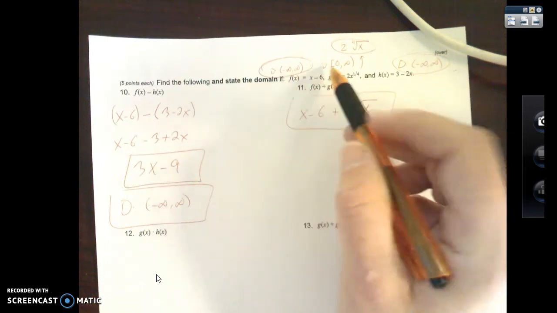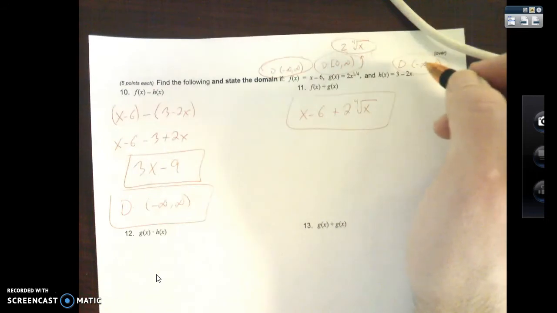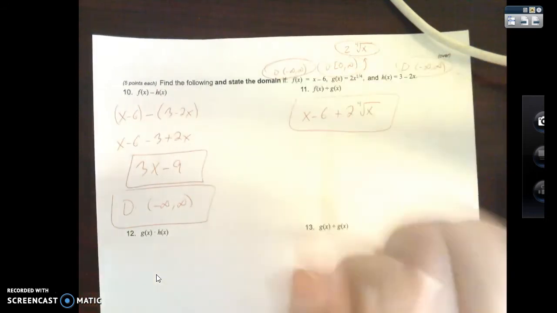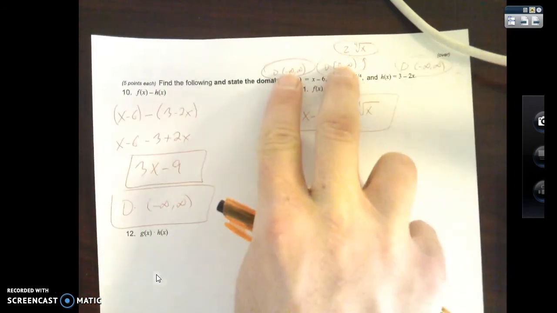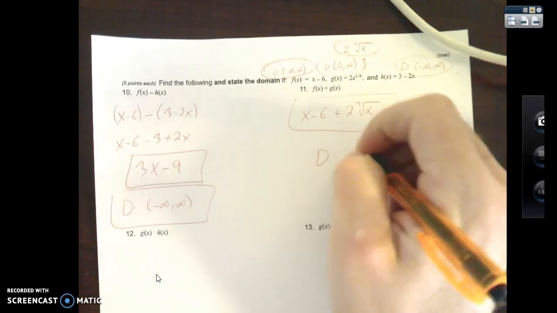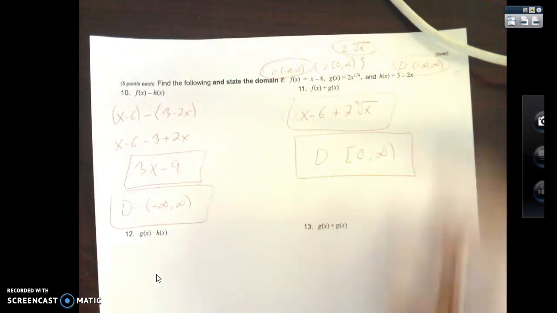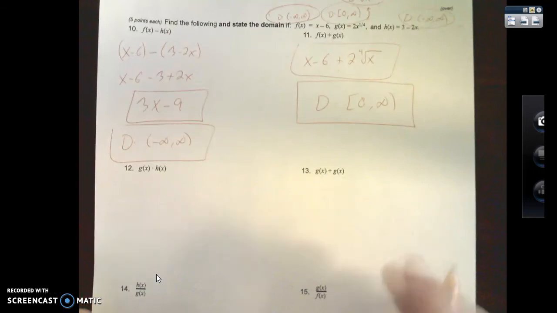Well, okay. Look at your 2 domains. I already had, oh, I circled the wrong thing up here. My domain then, you look at your two domains originally, well, what's the more restrictive one? Right there. So my domain just starts at 0 and goes to infinity. Okay? Very good. Okay, a couple more.